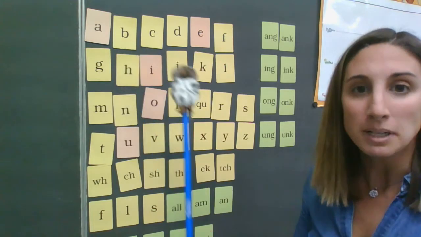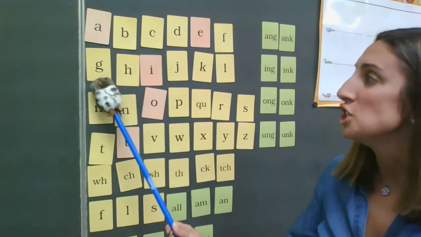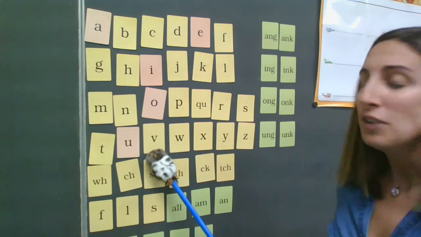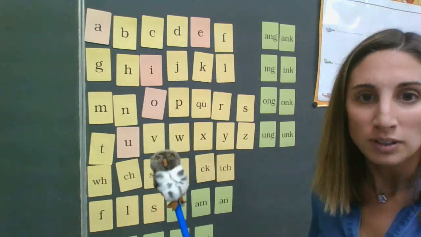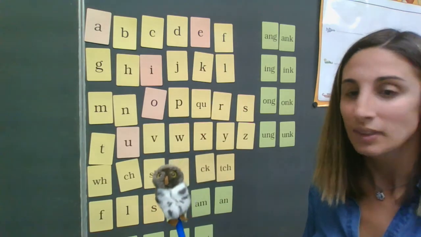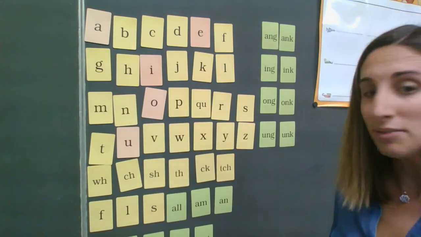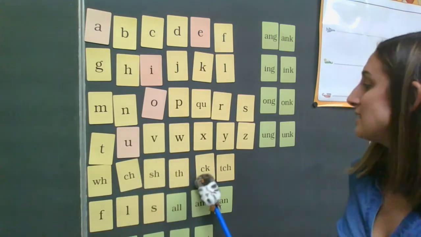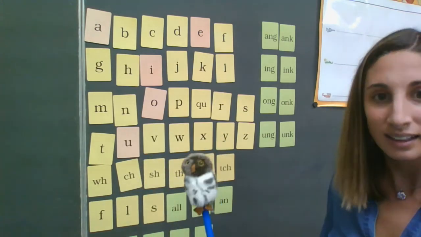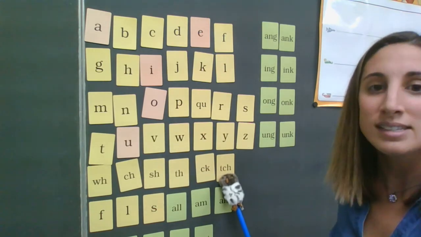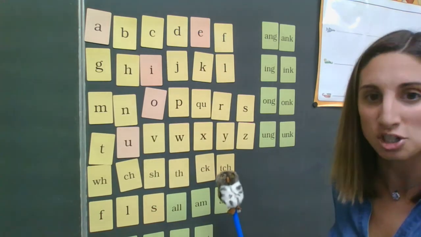B, bat, b. G, game, g. V, van, v. X, fox, x. We'll do a few digraphs. CH, chin, ch. CK, sock, k. And our newest one, our trigraph, TCH, catch, ch.